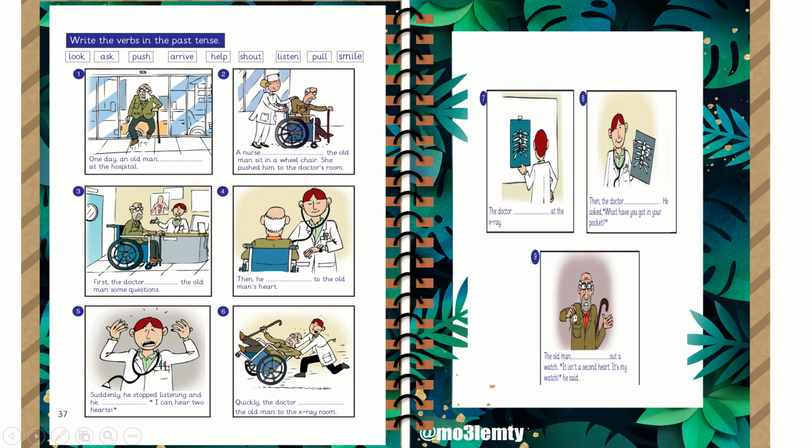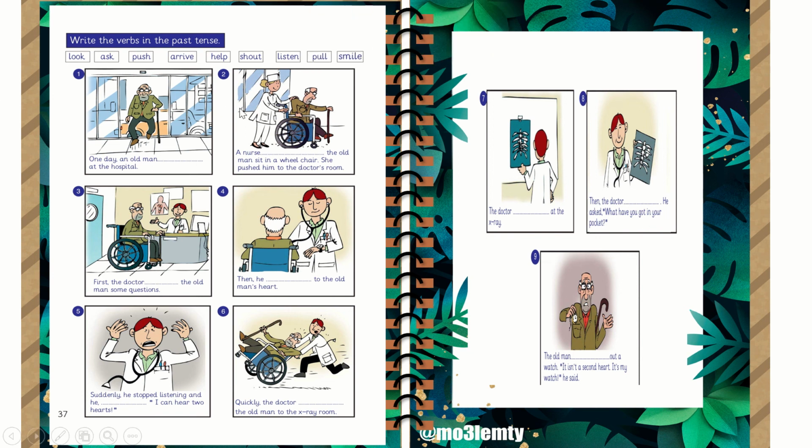Arrive. He arrived, for example, at this place at 9 o'clock. Okay, help. For example, I said, can you help me? Can you help me, please? Okay, shout. For example, I said to you, please don't shout. You make me have a headache. Okay, don't shout.